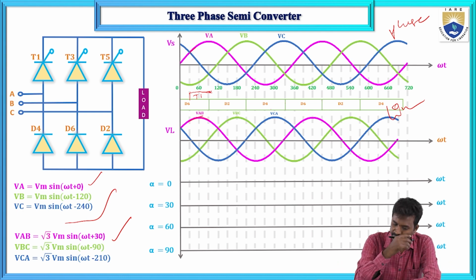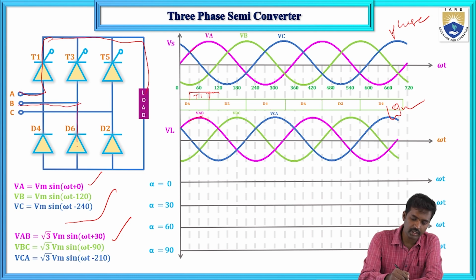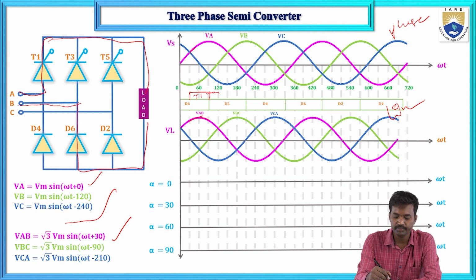So T1 will conduct up to here, T1 and D6 will conduct. So this is the T1 and here this is D6. T1 and D6 will conduct from 0 to 90 degrees. So 0 to 90 degrees T1 and D6 will conduct means VAB. So that is VAB means here, this duration VAB.